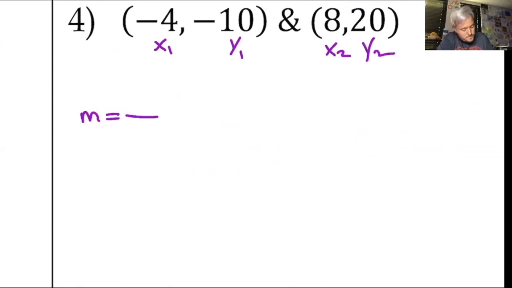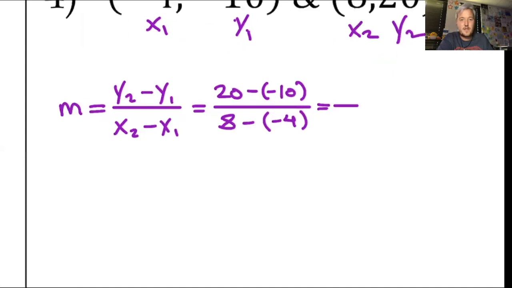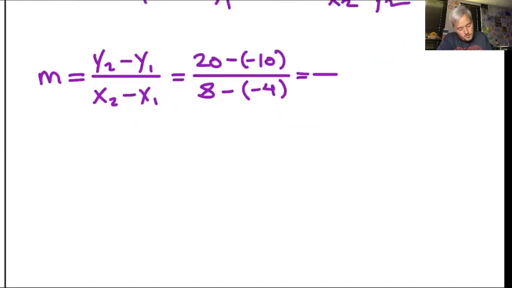So m equals y2 minus y1, x2 minus x1. So I'm going to have 20 minus negative 10 over 8 minus negative 4. All right, so 20 minus a negative 10 turns into 20 plus 10, which is 30. And then 8 minus negative 4 turns into 8 plus 4, which gives you 12. So this will simplify. If you divide both of those values by 6, you get 5/2.